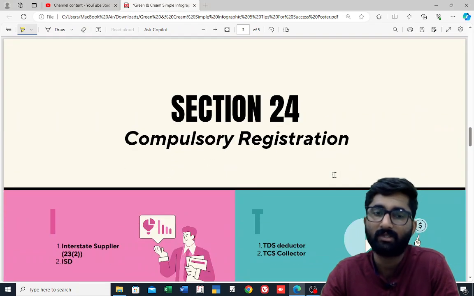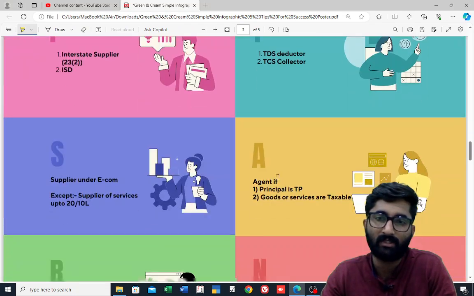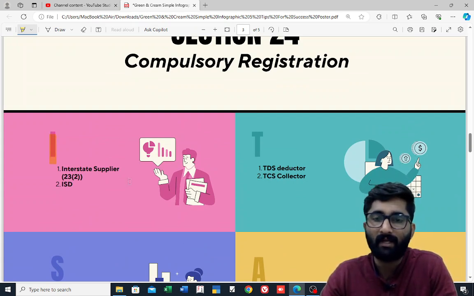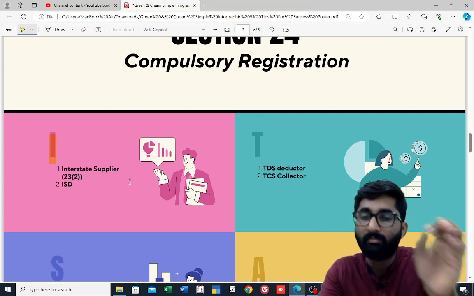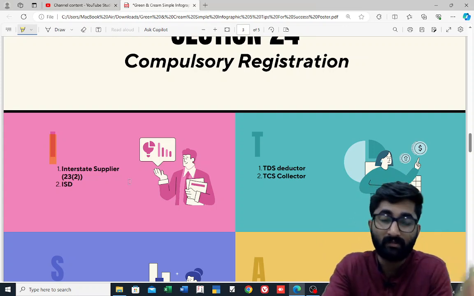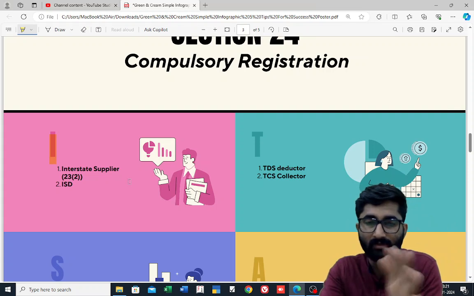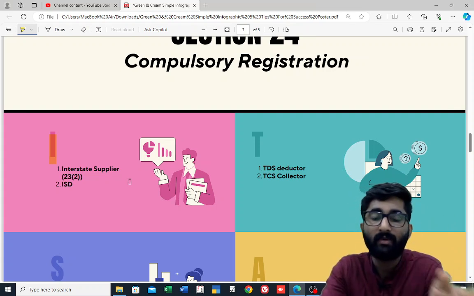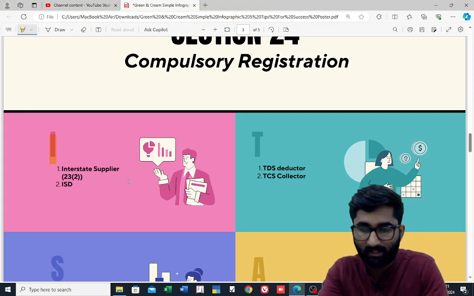Later we discussed section 24, compulsory registration. ISRO tank. You remember ISRO tank? First one, I. What is I? Interstate supplier subject to section 23 subsection 2. See, an interstate supplier is required to take compulsory registration, provided interstate supplier of services up to 20 lakhs and 10 lakhs is not required to take the registration. Interstate supplier of handicraft goods up to 20 or 10 lakhs is not required to take the registration.